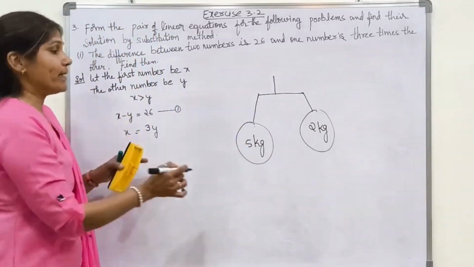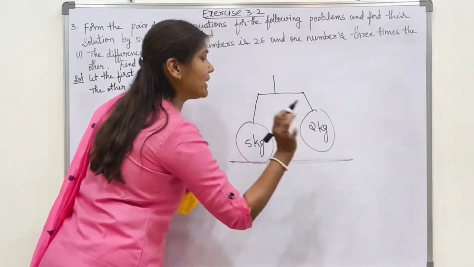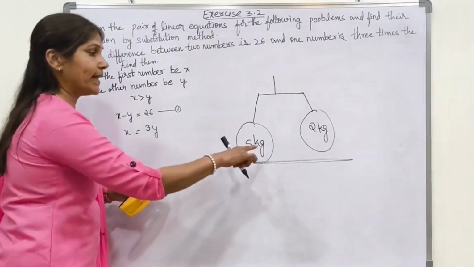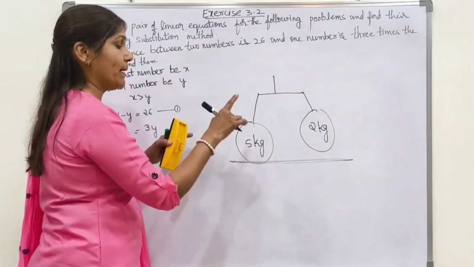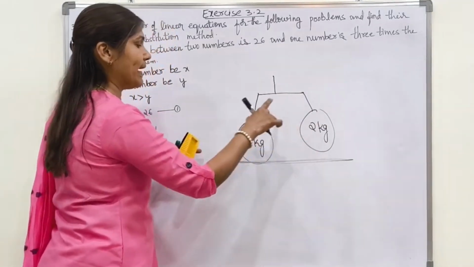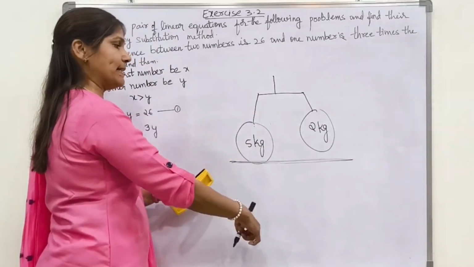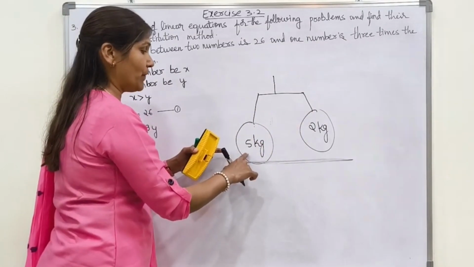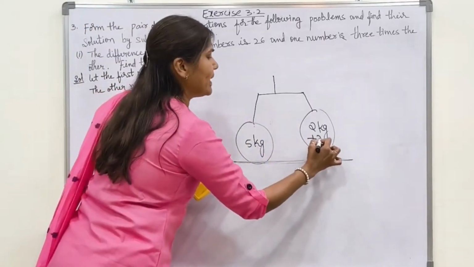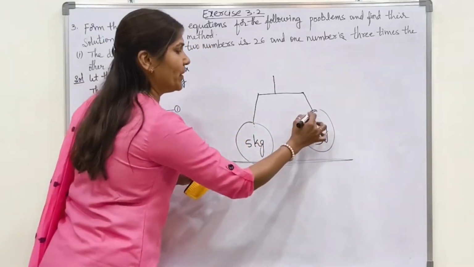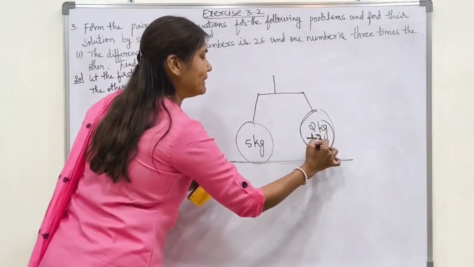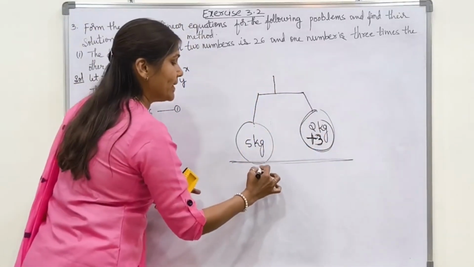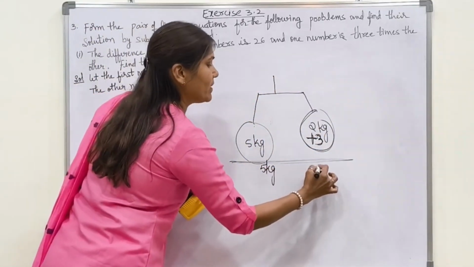But it is an equation, so we have to equalize it. Equalize means that the 3 kg extra is only on this side. But on which side will we add? If we add to the bigger side, it is again the bigger number. So which side is less? We have to add 3 to the smaller side, and then here also 5 kg, here also 5 kg.